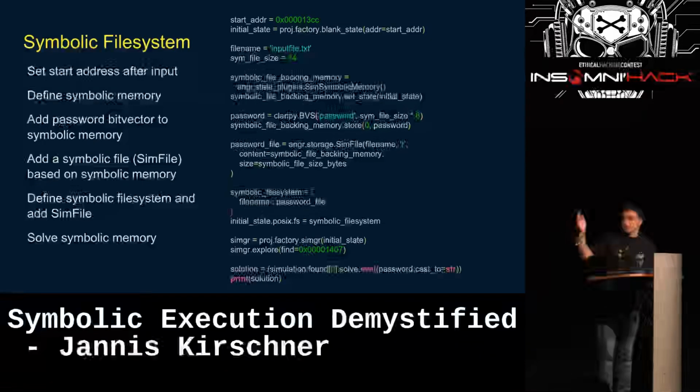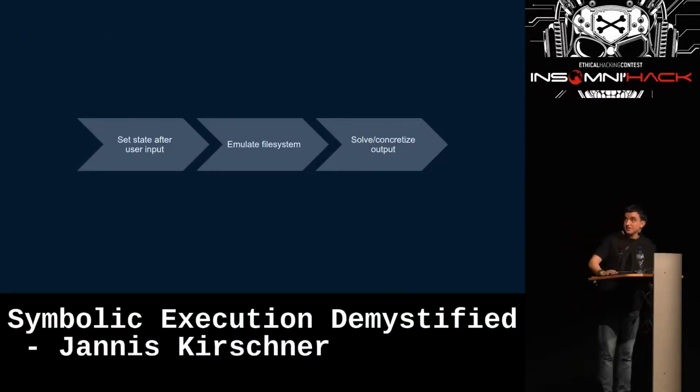And we solve it. Like this code, you're probably going to write it one time or copy it one time and just change the parameters of it. It's just important that after you have an exploration and after a solution has been found, you need to concretize the bit vector. But still fairly easy. As we said, we set our input right after getting the state. We emulate the file system and we solve and concretize the output.